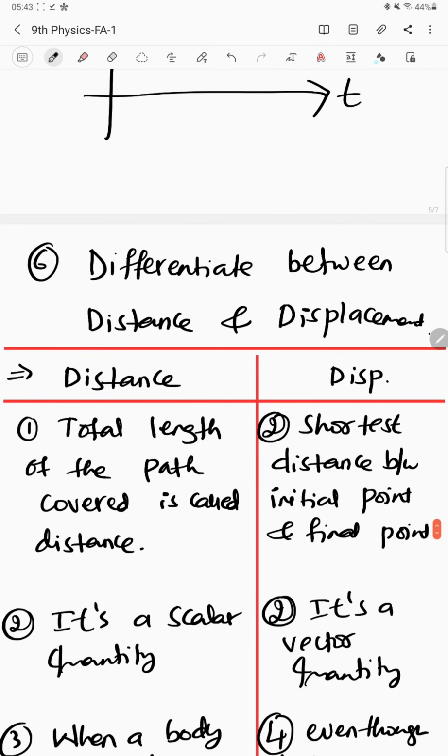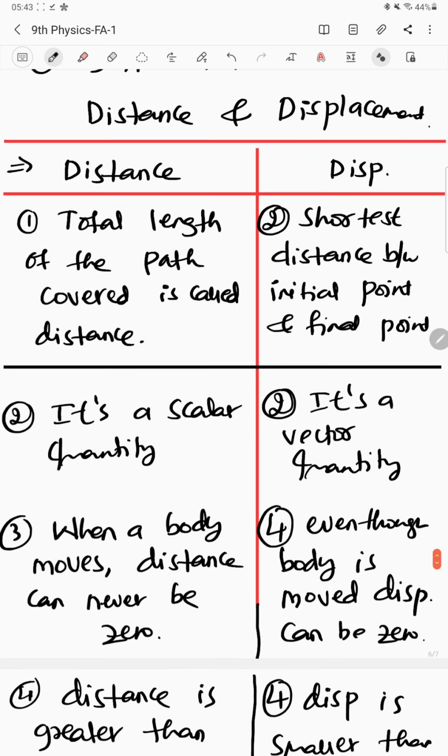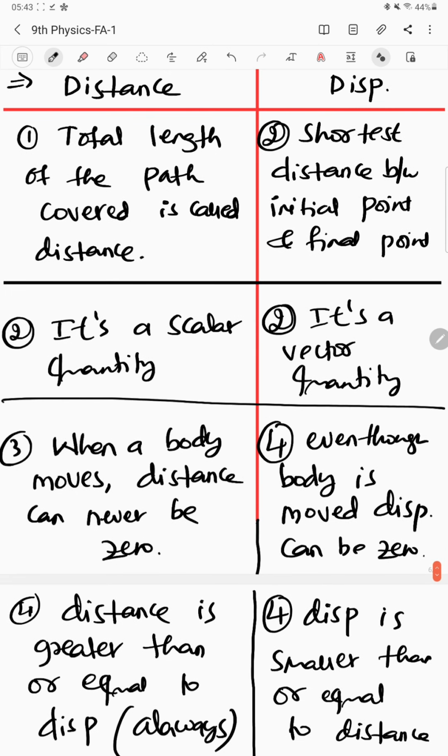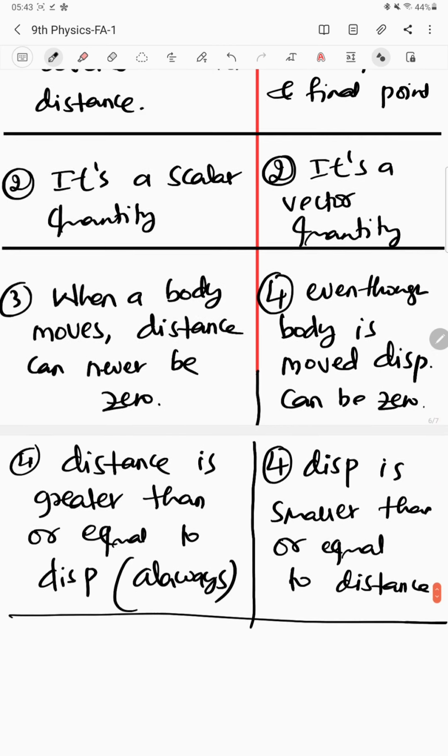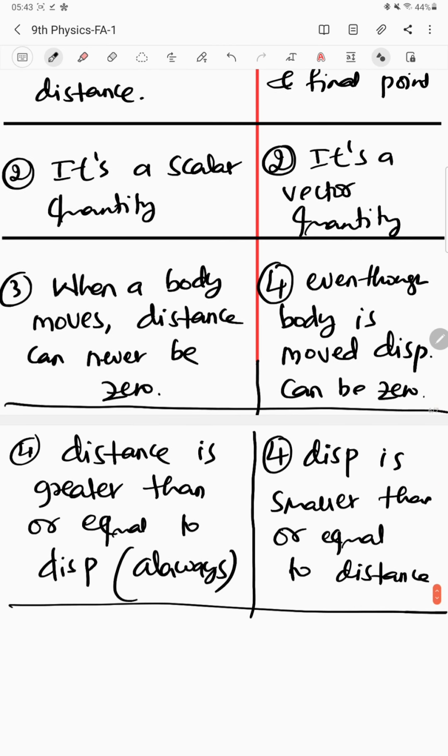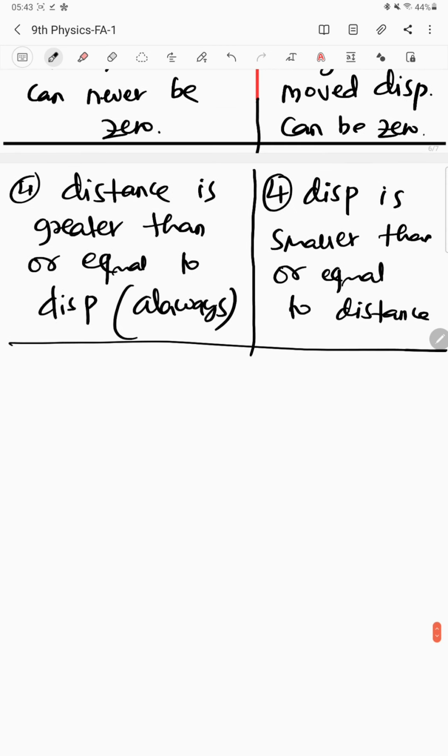So these are the four differences which you should be able to write in your exam whenever they are asked. This is a 2 or 2.5 mark question, so with these 4 points you can get your marks. All right, now let us look at the seventh question. What is the seventh question?